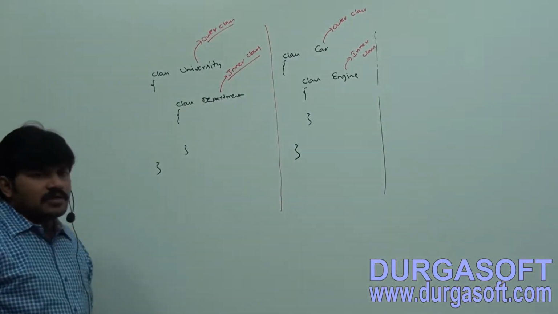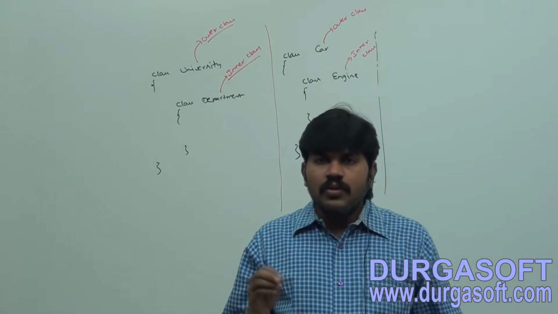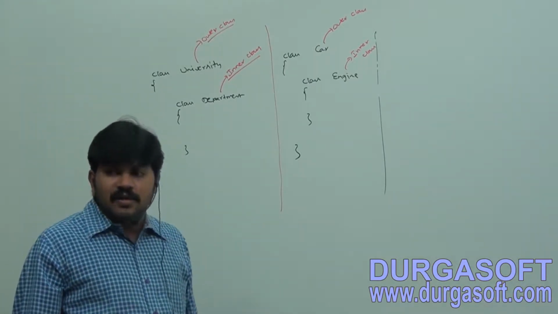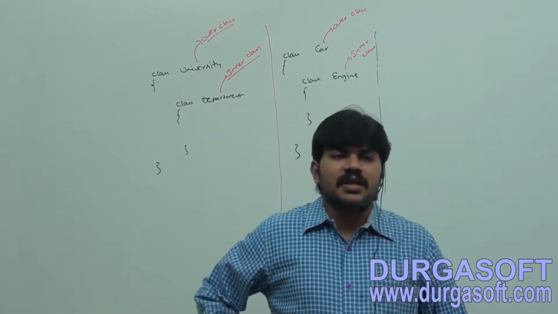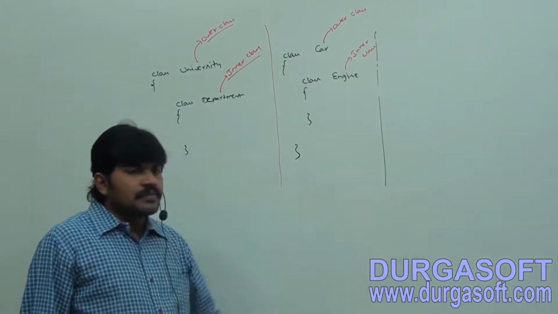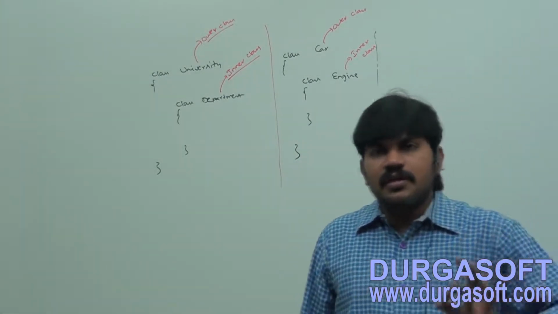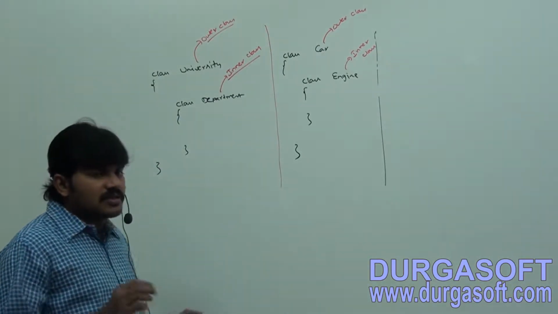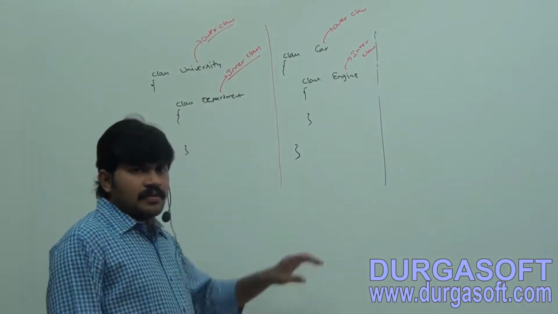Add example 2. Without an existing car object, there is no chance of an existing engine object. Hence, we have to declare the engine class inside the car class. That's all. Are you able to understand that?